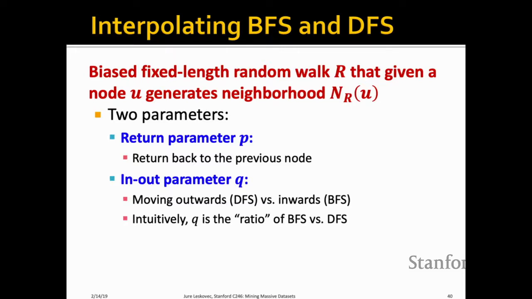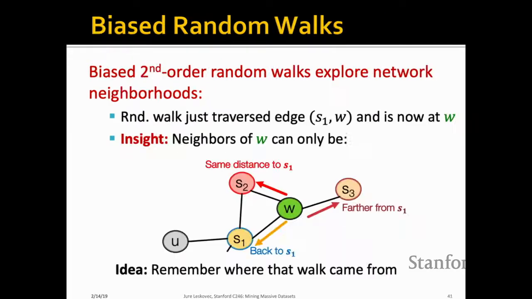And the idea will be, do I want to move outwards, more like BFS away from node U, or do I want to move inwards, kind of stay close to the node U and imitate the breadth first search strategy, right? And this Q, in some sense, intuitively, will be like the ratio between how much of the breadth first search am I doing versus how much of the depth first search am I doing. Okay, that's the intuition.